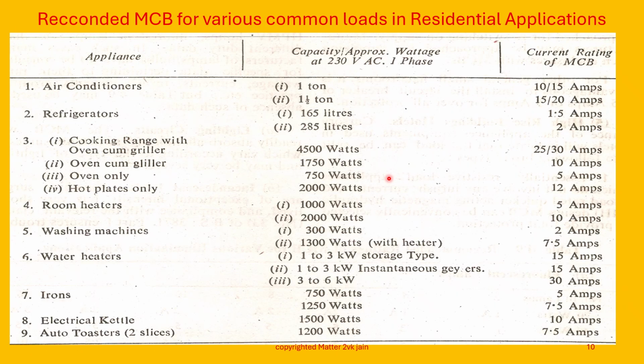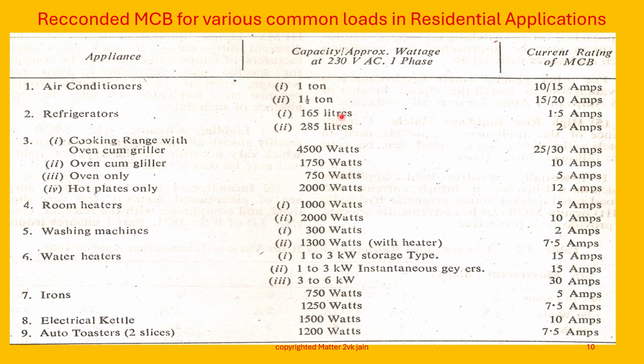Friends, this particular chart shows recommended MCB for various common loads and residential applications. We use air conditioner of 1 to 1.5 ton capacity, MCBs are deployed. Above that, MCCBs are required. In 2.5 and 3 ton capacity, we deploy MCCB in place of MCB.